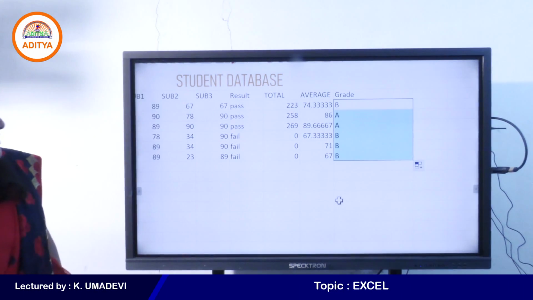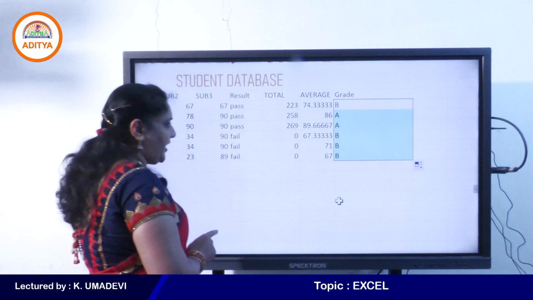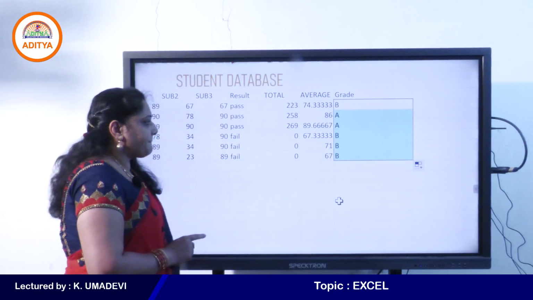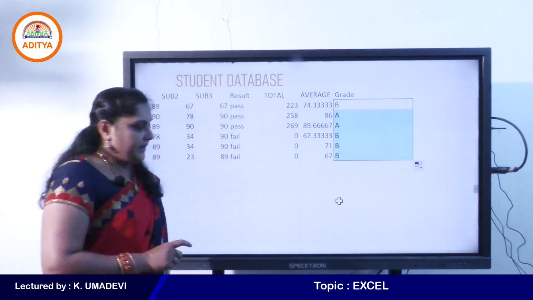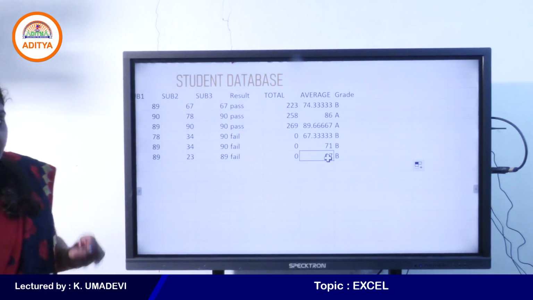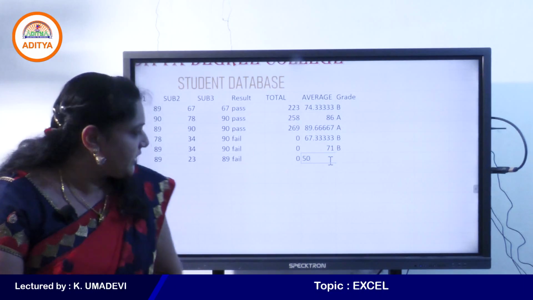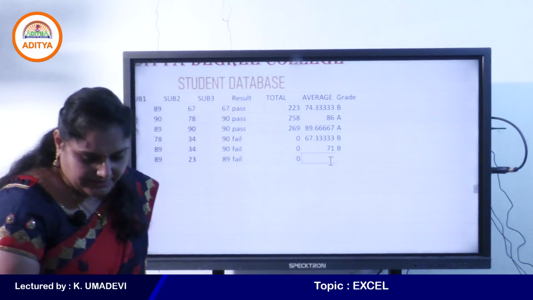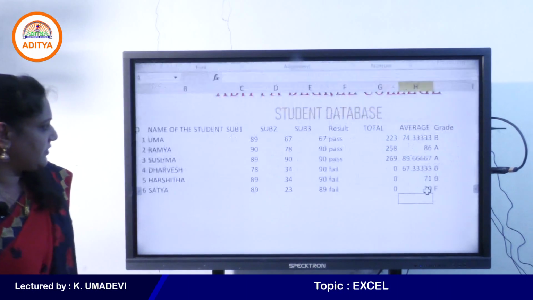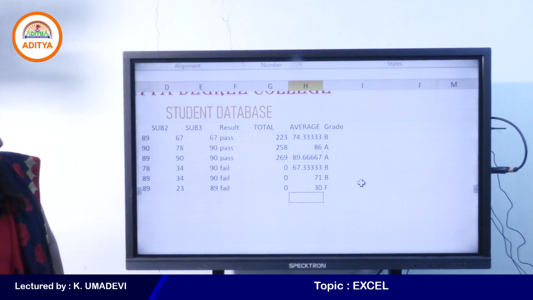Okay, so I'll just copy the formula to the remaining cells, then we'll discuss about the result. See, first one is B, second A, and next one A grade, and next one B grade. Okay, and next one B, and next one B. For example, here I'll just change 67 to 50, or else 30. Then the result would be F.